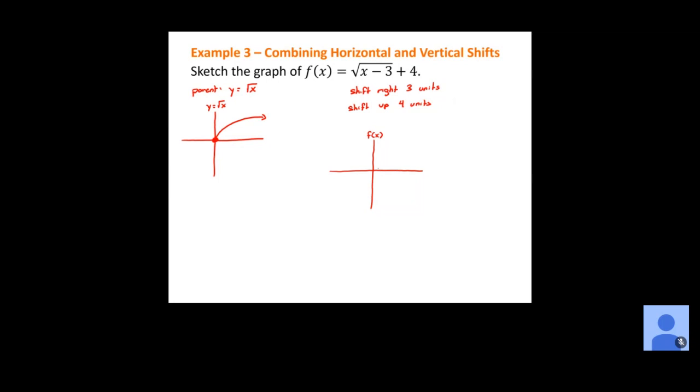3, 4. Good. So we're shifting to the right 3 units. We're shifting up 4 units. And so we're actually starting here at 3, 4 now. Again, those are the only transformations that are happening. So it's still going to look like that parent function. It's going to open up and to the right, just starting from that point now. So it's going to go up and to the right like this. And that's what our graph would look like.